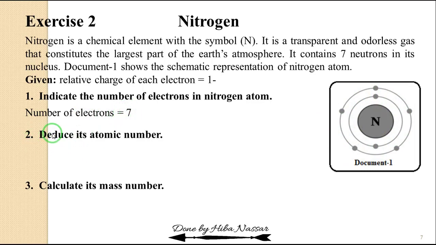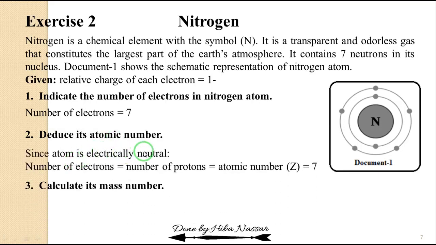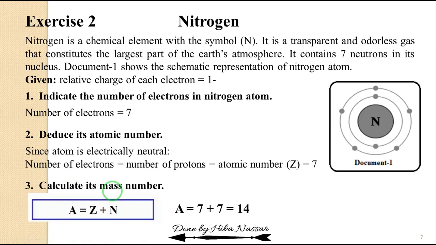Question number 2. Deduce its atomic number. Since atom is electrically neutral, number of electrons, which is 7, equal number of protons equal to the atomic number, it's equal to 7. Number 3. Calculate its mass number, capital letter A. We can use directly the relation A equals Z plus N. So mass number A is equal to 7, atomic number plus the number of neutrons, which is given for you. So mass number equal to 14.